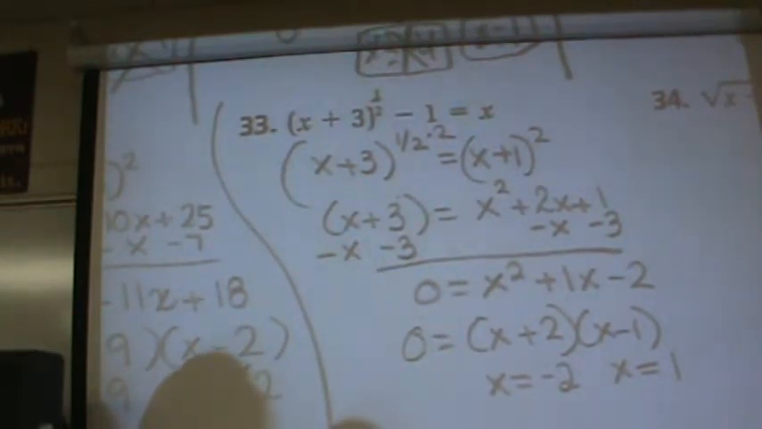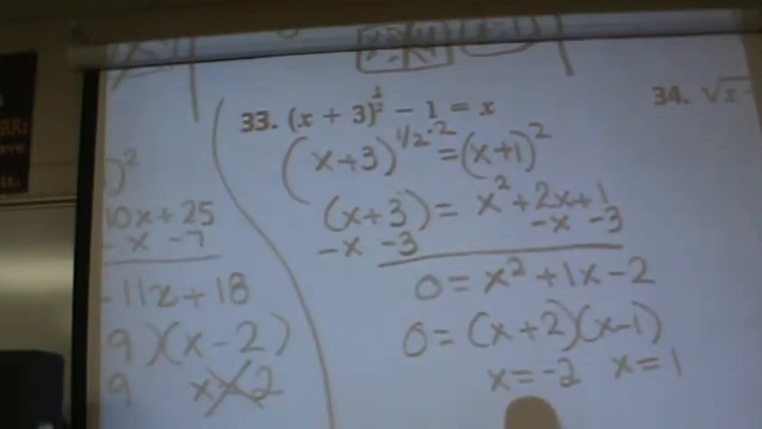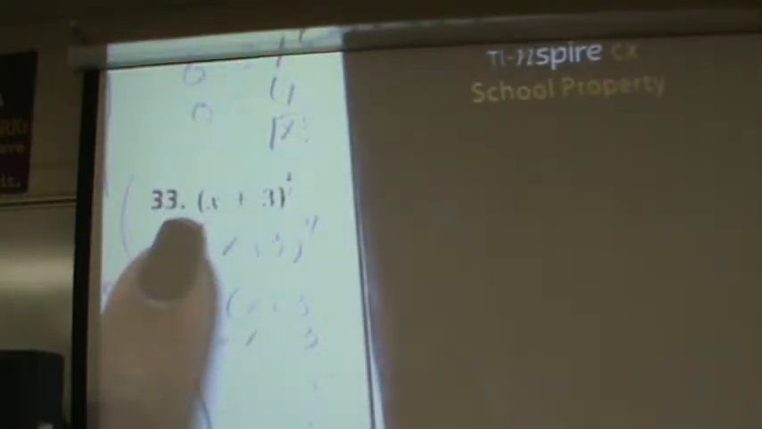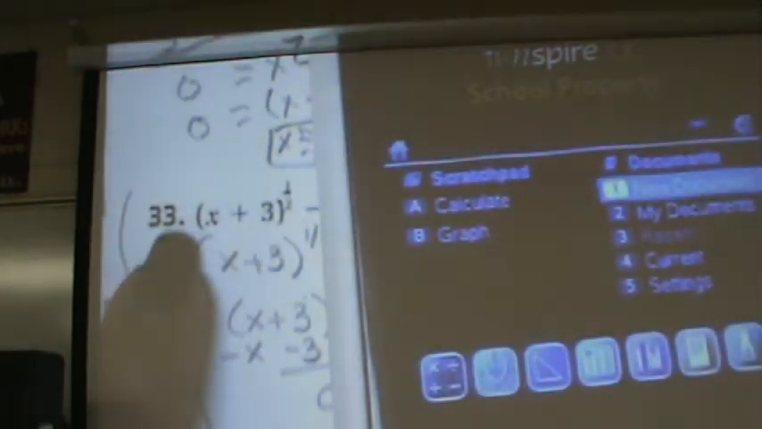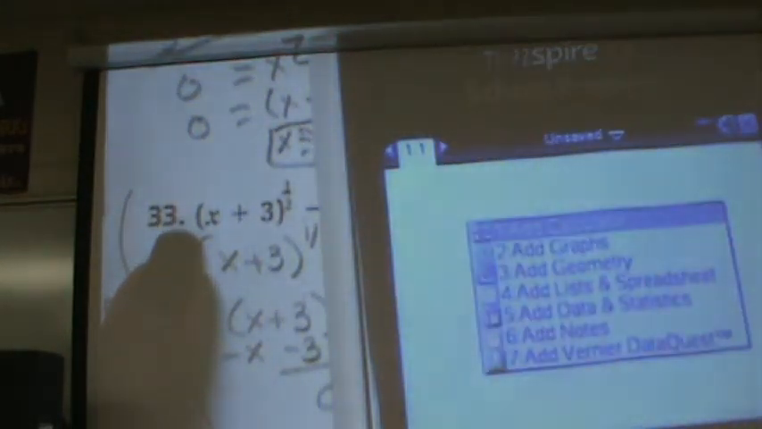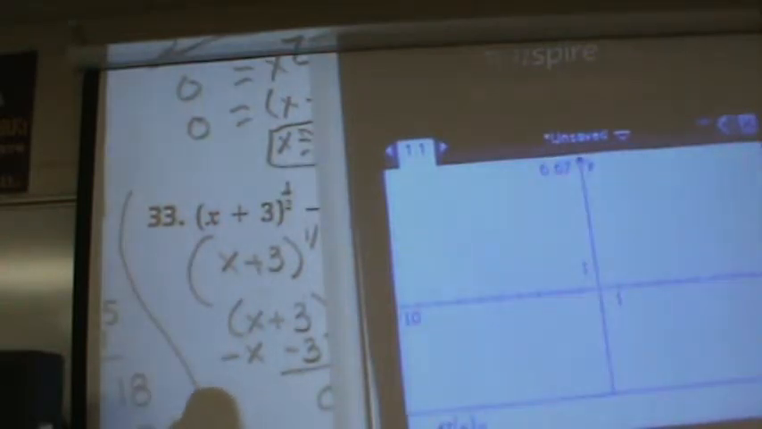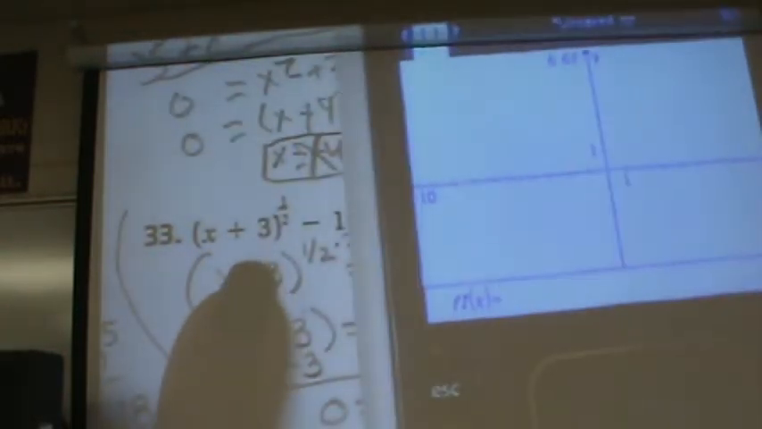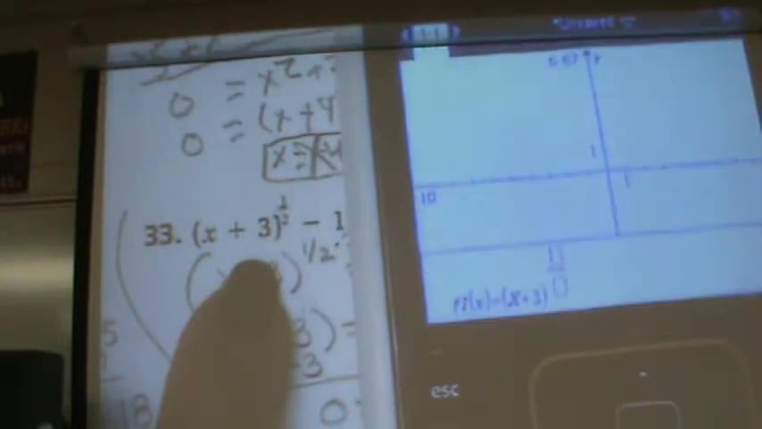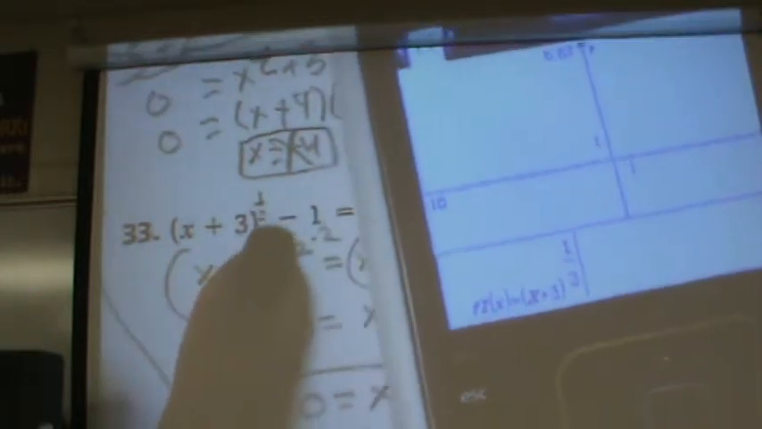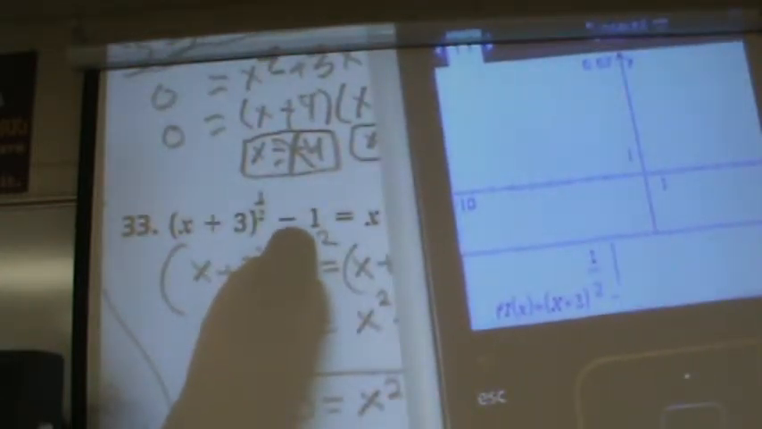I'm gonna say that one's not gonna work, just by looking at it and plugging it into my head. Now, how do I type this in my calculator? Does anyone know? Do I have to do square root? Could I type it in the way it is? Yeah. You would do parenthesis, x plus 3, and then raise it to the fraction 1/2 power. So if you can't convert it, you can write it exactly the way you see it.